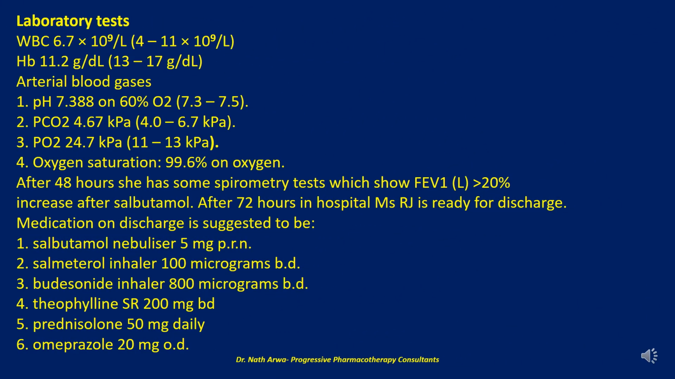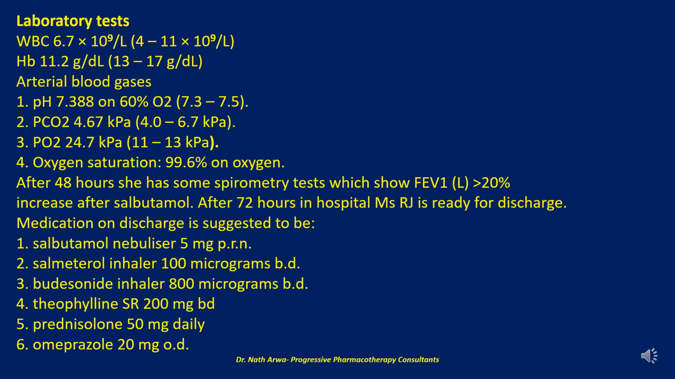Her laboratory tests yielded the following results. WBC of 6.7 times 10 power 9 per liter. The normal range is 4 to 11 times 10 power 9 per liter. Hemoglobin of 11.2 grams per deciliter. The normal range is 13 to 17 grams per deciliter.